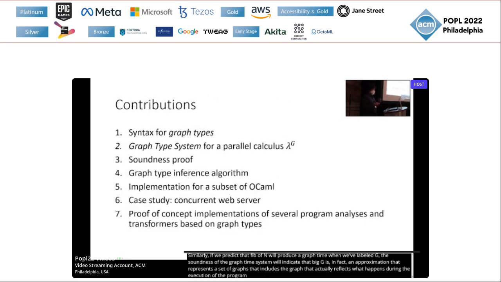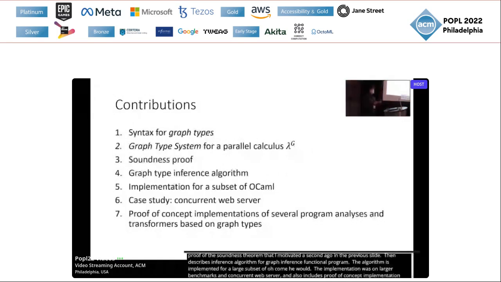So the paper first describes the syntax of graph types through several examples. Next, it presents a graph type system for a parallel calculus containing futures, as well as a proof of the soundness theorem that I motivated just a second ago on the previous slide. Then it describes an inference algorithm for inferring graph types for a parallel functional program, building on Hindley-Milner type inference. The algorithm has been implemented for a large subset of OCaml. The implementation was tested on a number of micro benchmarks, as well as a larger case study of a concurrent web server, and also includes proof of concept implementations of several different program analyses and transformations that we can do over graph types.